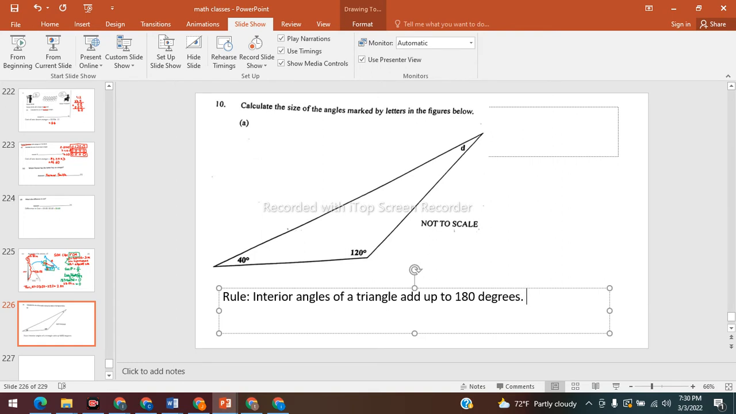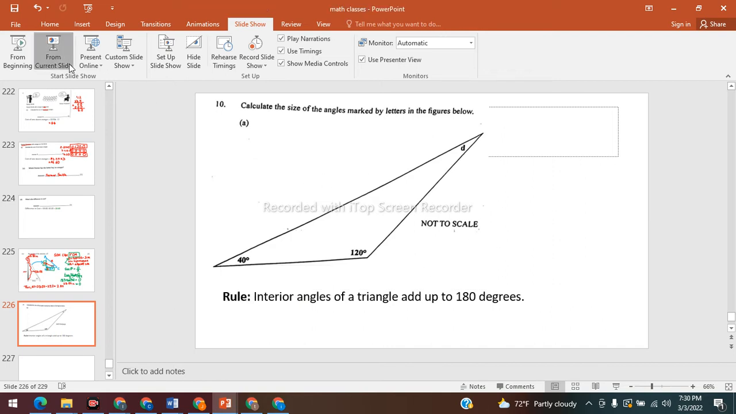So what that means is that this angle inside, this angle inside, and this angle inside, all of them, when we add them up, the angles on the inside of a triangle must add up to 180 degrees. That's the rule: the interior angles of a triangle add up to 180 degrees. Okay. Now that we have that.